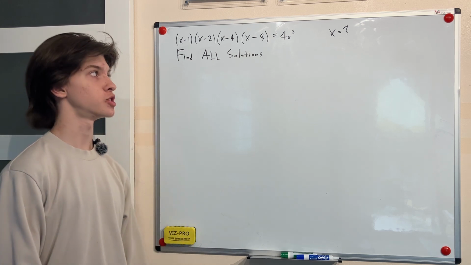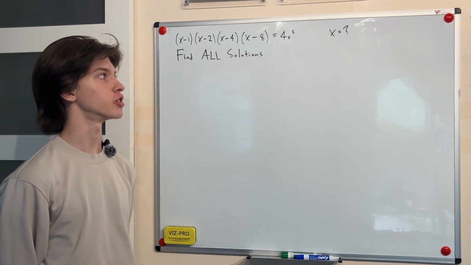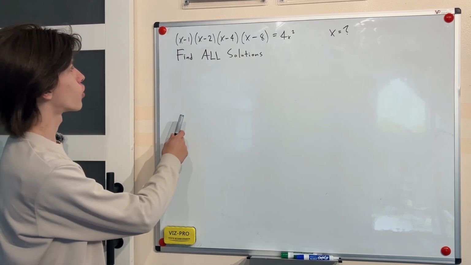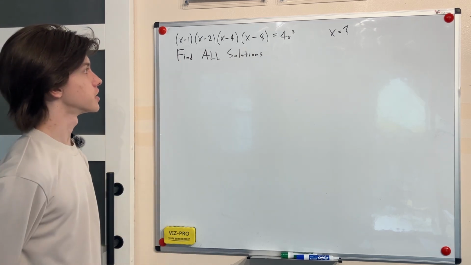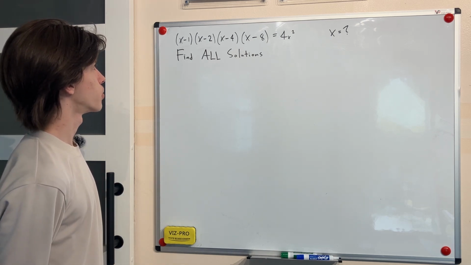Welcome guys, today I'm going to be going over how to find all the solutions to this polynomial equation on board. So it seems like we have a quartic here because the highest degree is of fourth power, and also it seems to be in an almost factored way, right?